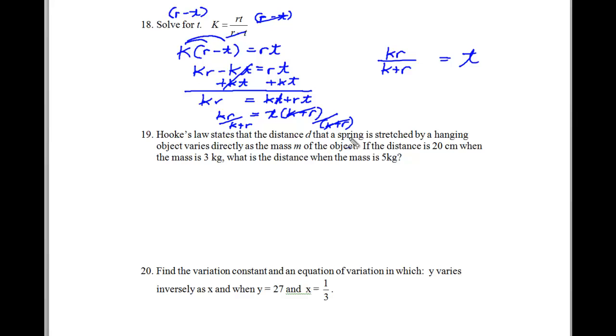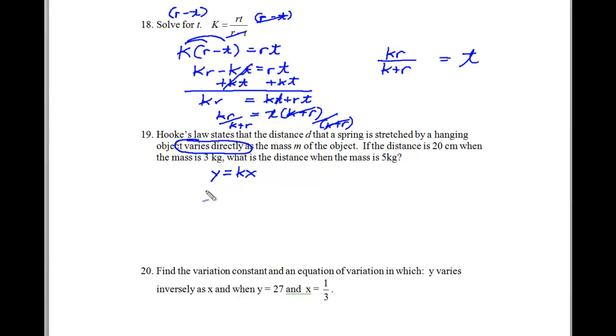This matched a lot of the problems in your homework section. Now here's a problem that deals with Hooke's law, and it states that the distance d that the spring is stretched by a hanging object varies directly with mass m. Direct variation is done by the equation y equals kx. So it says if the distance is 20 centimeters when the mass is 3 kilograms, what is the distance when the mass is heavier?